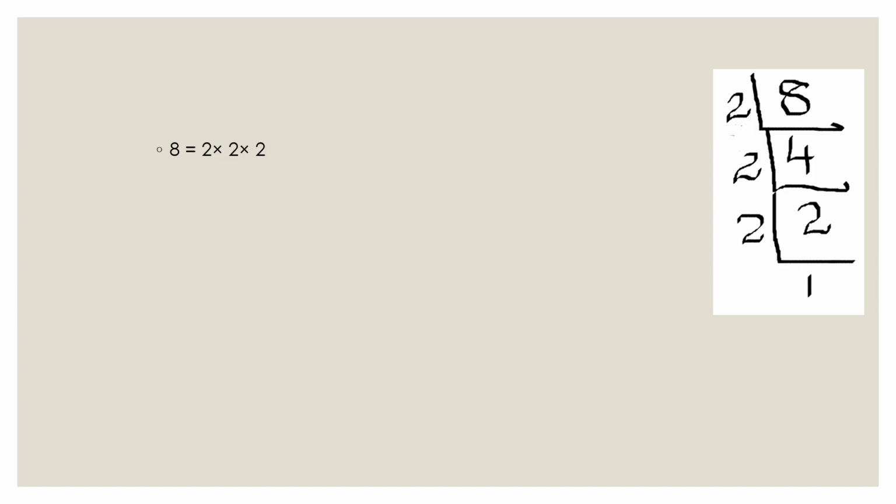Now, look at this 2 into 2 into 2. How can you convert this product into a power of 10? Which number you should multiply with 2 into 2 into 2 to get a power of 10? I think my question is very clear. Think and tell me. Yes, it's 5 into 5 into 5.